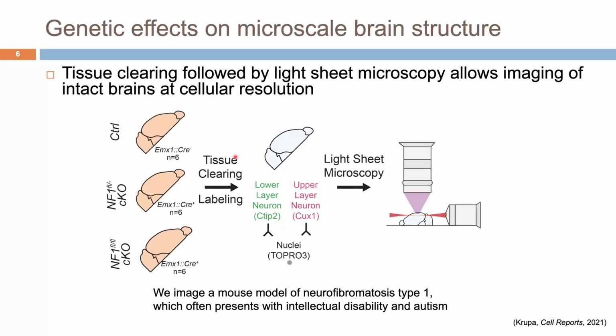We then used the iDISCO tissue clearing technique to be able to image these and immunolabel them with markers of lower layer neurons, which is marked by CTIP2, upper layer neurons marked by CUX1, or all nuclei marked by TO-PRO-3. These were then rapidly imaged on a commercially available light sheet microscope.